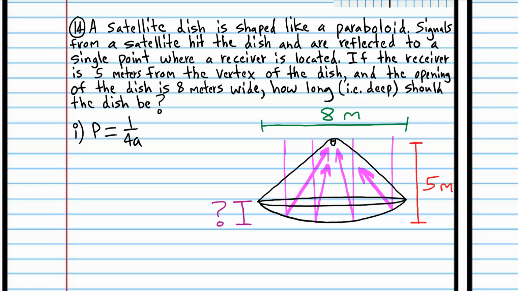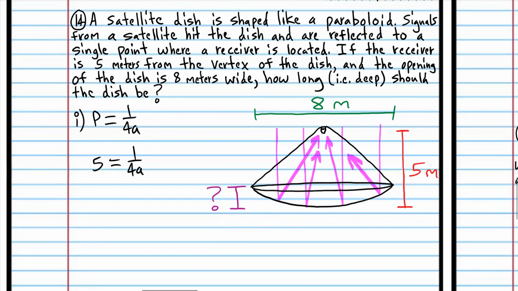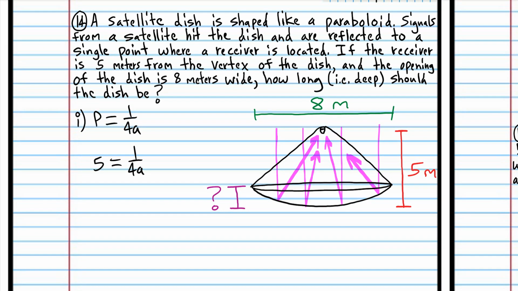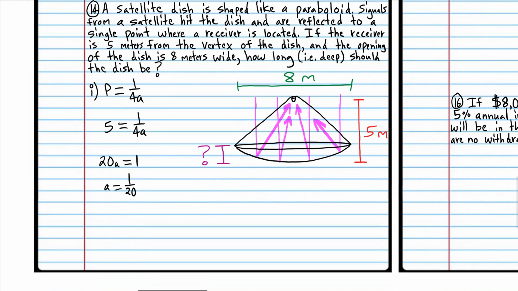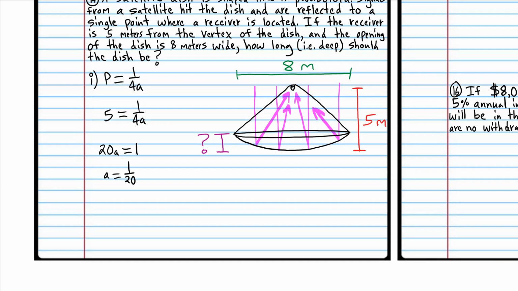We know P is 5. That's this number over here. It's the distance from the vertex of the dish to the receiver of the dish. The receiver is this thing here. And we're going to use that information to find A. So if we multiply both sides of the equation by 4a, we get 20a is equal to 1. Divide both sides by 20 and we get a is equal to 1 over 20. And then we move on to part 2 of the problem.